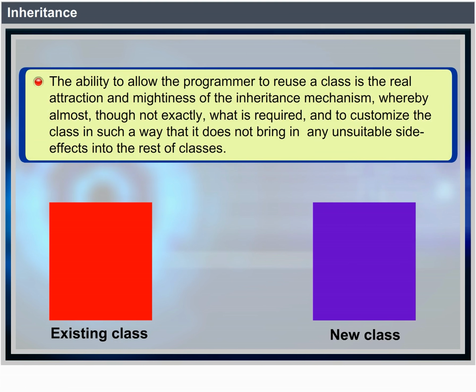The real appeal and power of the inheritance mechanism is that it allows the programmer to reuse a class that is almost but not exactly what he wants, and to tailor the class in such a way that it does not introduce any undesirable side effects into the rest of the classes.